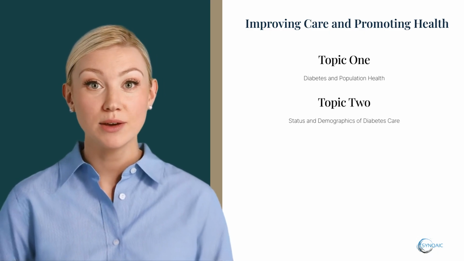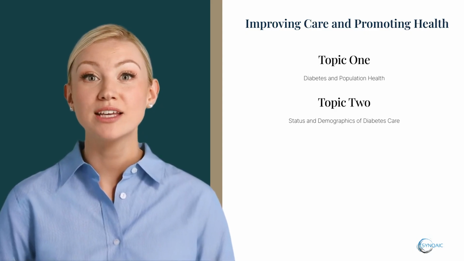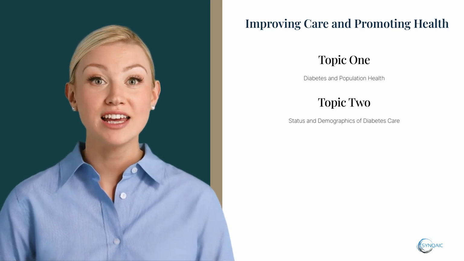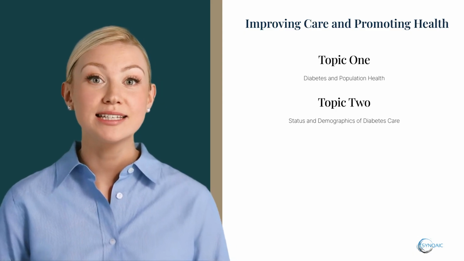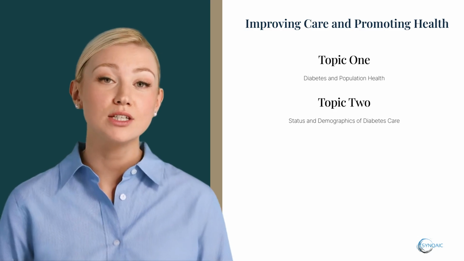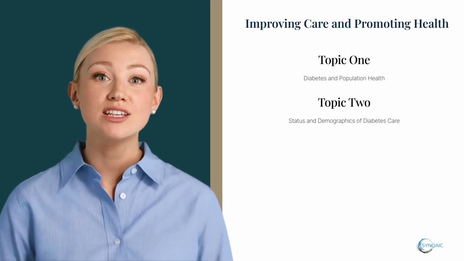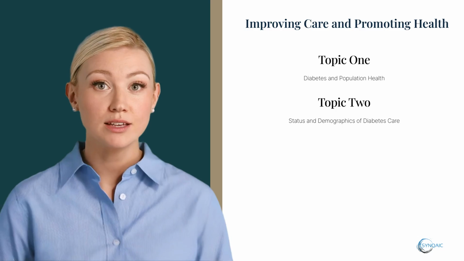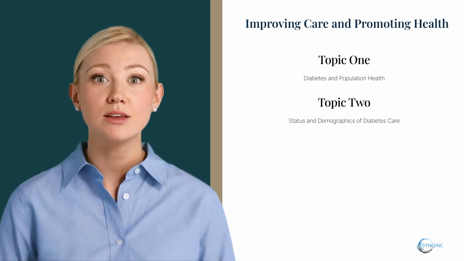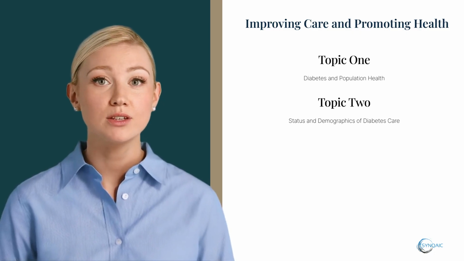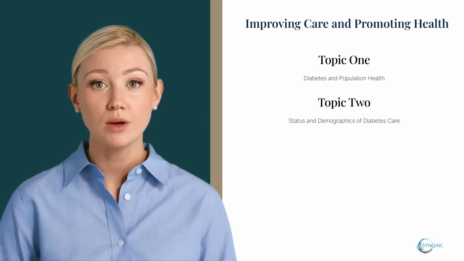Second, status and demographics of diabetes care. The care of diabetes for all population faces ongoing challenges, particularly in achieving target levels for A1C, blood pressure, and LDL cholesterol. Recent data shows that a significant portion of U.S. adults with diabetes are not meeting these goals, with only 50.5% achieving A1C less than 7% and 47.7% achieving the blood pressure goal of less than 130 over 80 millimeters of mercury. Many individuals who fail to meet these targets are not receiving adequate pharmacotherapy.